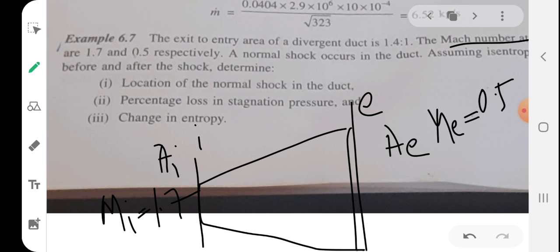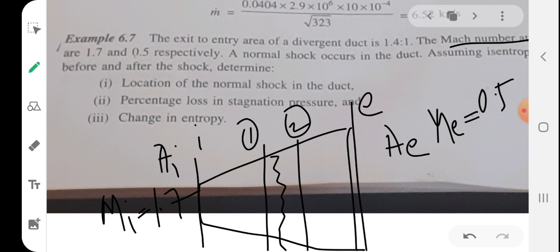Now a normal shock occurs somewhere in the duct. Let the section upstream of the normal shock be 1 and the section downstream be 2. Assume isentropic flow of air before and after the shock. Determine the location of the normal shock, the percentage loss in stagnation pressure, and the change in entropy across the normal shock. These are the things to be found.